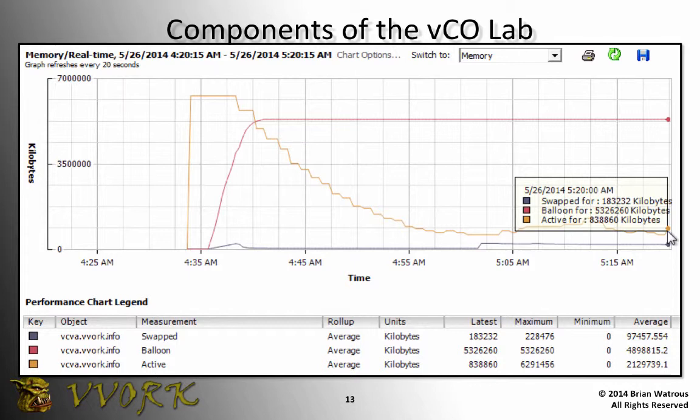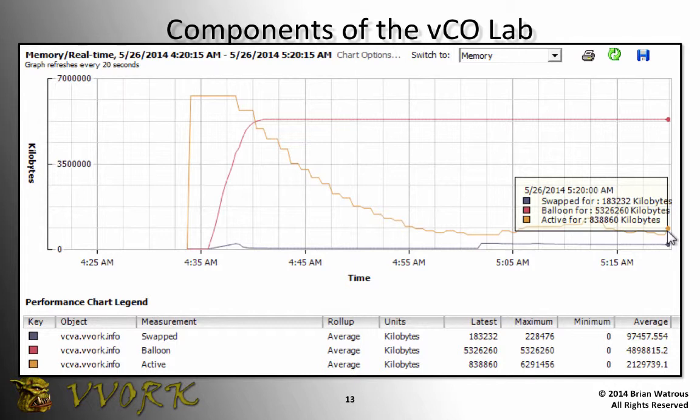As you can see here in this chart, we're looking at the memory consumption of the vCenter server virtual appliance. Now, if you look first at the active memory line, that's the yellow line, you can see that when the vCenter server initially powers on, its active memory portion jumps up to almost 7 gigabytes, but pretty quickly thereafter, the amount of active memory tapers off to a pretty low level. In fact, if you look way over on the right, it looks like we're under 1 gigabyte of active memory use.